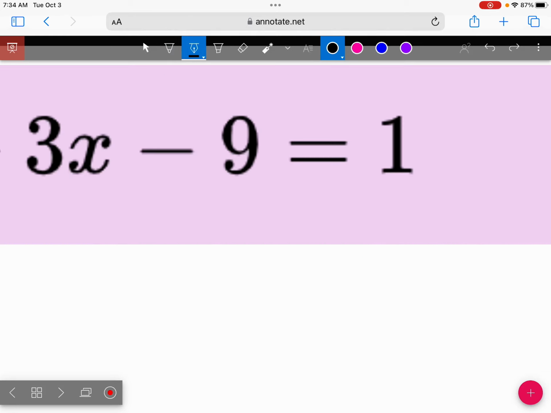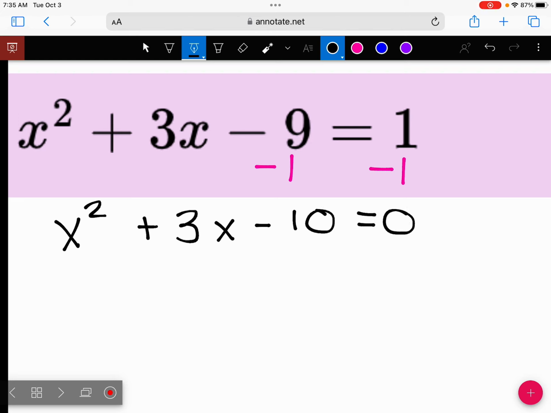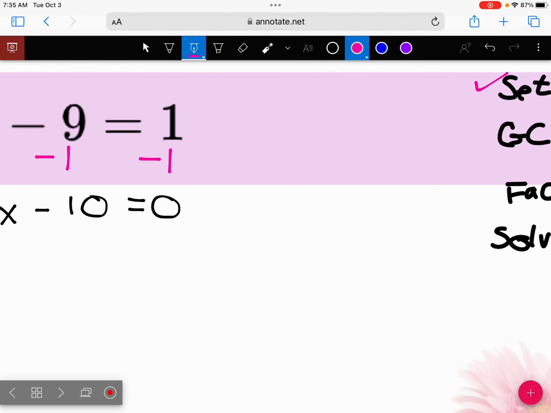So first thing we need to do is to set it equal to 0, which means what are we going to do? Subtract 1 from both sides. It's going to give us x squared plus 3x minus 10 equals 0. So we set it equal to 0. It's an important step.